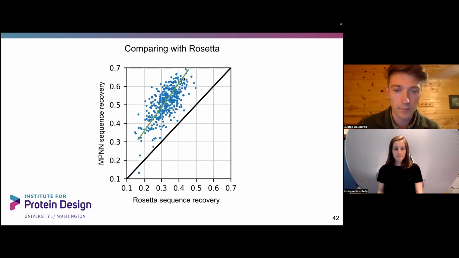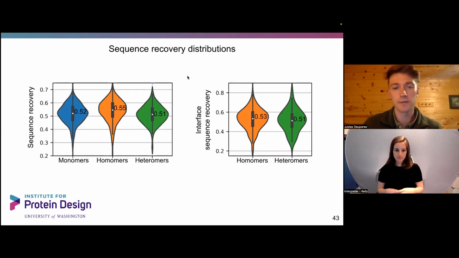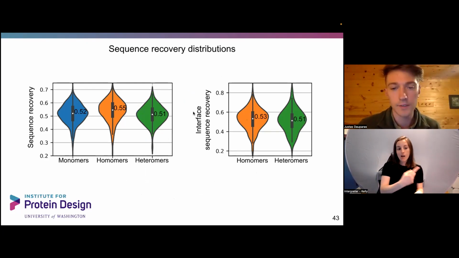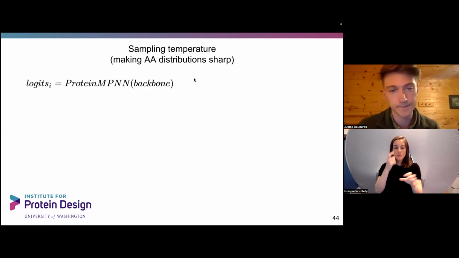If we look at it on a protein by protein basis, one dot is one protein. I think this is about 400 monomeric structures. ProteinMPNN sequence recovery is better than Rosetta in most of the cases, except this one point. And there's definitely a correlation. This correlation is probably coming from intrinsically how well packed the backbone is. We could also look at the sequence recovery. The model was trained on complexes, on homomers, heteromers, and interfaces, so we can plot how it performs the sequence recovery for these different groups.